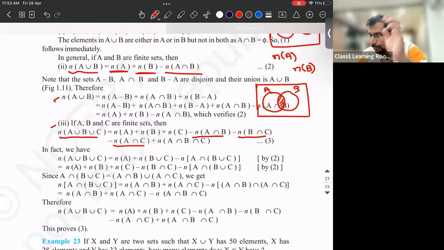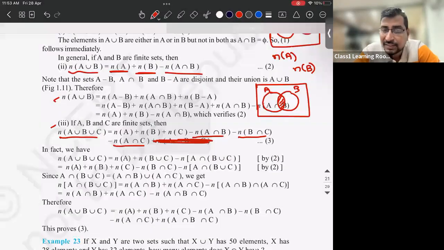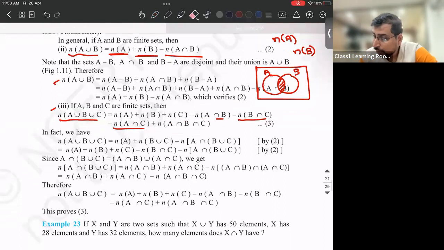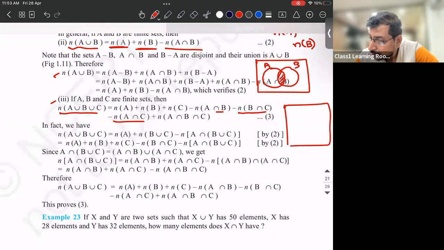So you subtracted 3 intersections: the number of elements in A intersection B, B intersection C, and C intersection A, right? You removed the number of elements from A intersection B intersection C completely. So you need to add it back. Meaning, how the diagram will look like is A, B, C. You removed the elements from here completely, so you are adding it back. Am I clear with that point? So that is all you need to know.